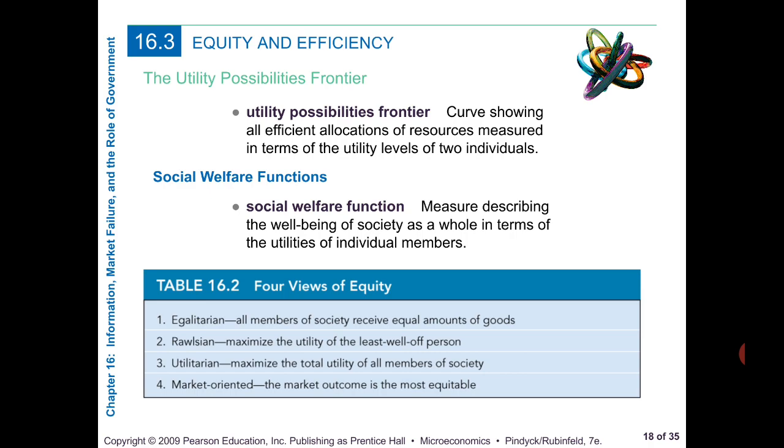Welfare and equity is very much a normative subject, and there are different views of how equity is normally defined. The egalitarian view is that all members of society receive equal amounts of goods, regardless of status, regardless of needs, regardless of whatever. So this is like saying everyone should receive a universal basic income of this much, for instance.